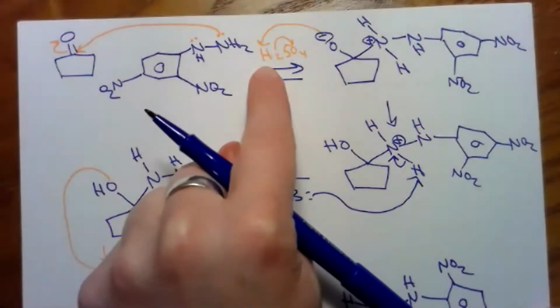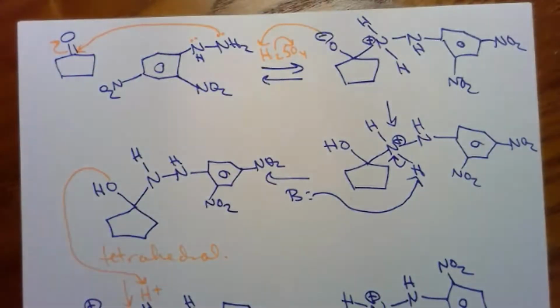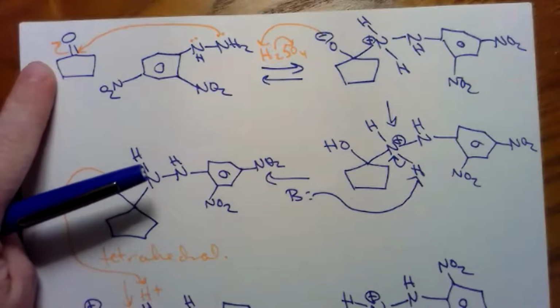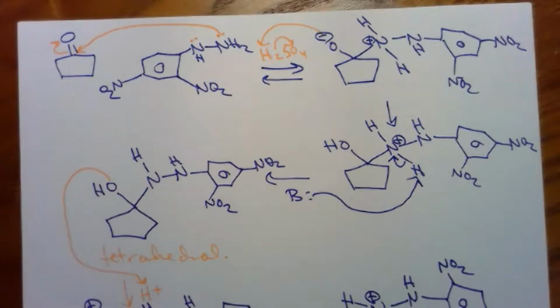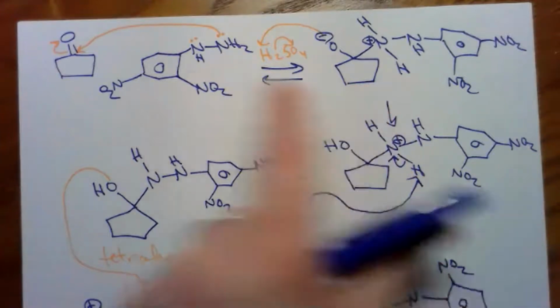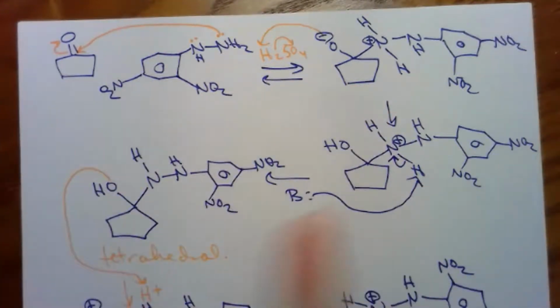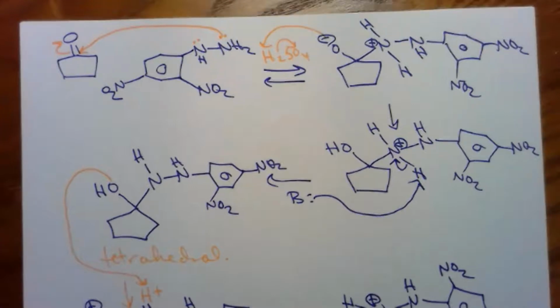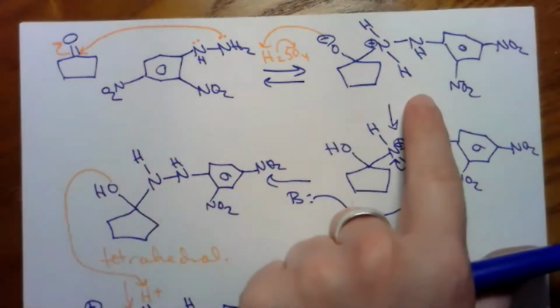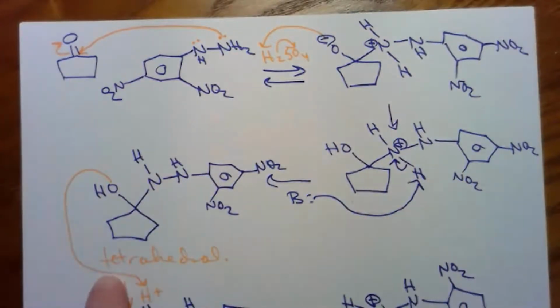Your leaving group needs to be positively charged in order to leave, because your reaction is taking place in acid. So if you're paying close attention, you might say, well, if it's taking place in acid, why didn't you protonate this carbonyl in the beginning before you attacked it? That could have saved you a step. Well, I'm being consistent with your textbook: you attack the carbonyl first, then protonate, deprotonate, reprotonate, fold down, kick out.